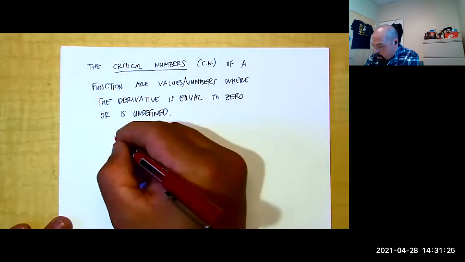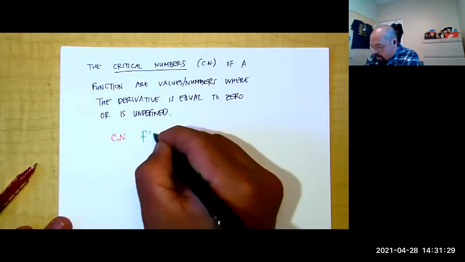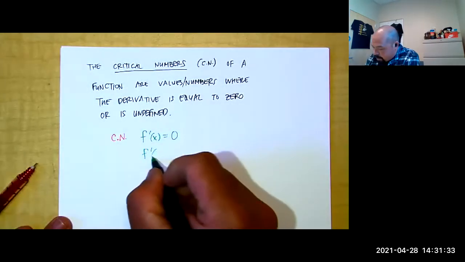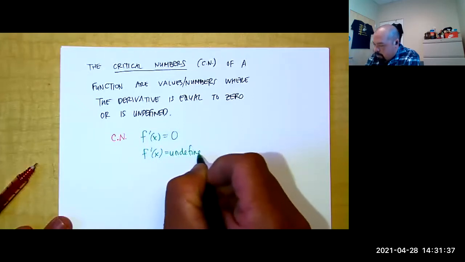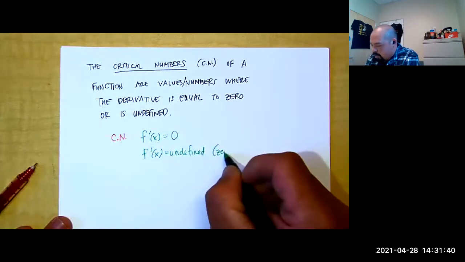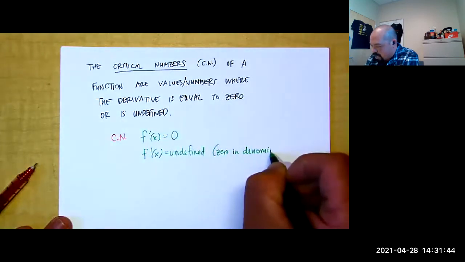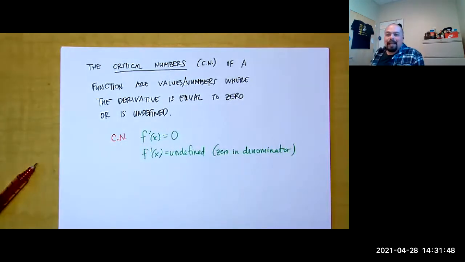All right. So for our critical numbers, we're thinking that f prime of x is equal to zero or f prime of x is undefined. And undefined most often for us means basically we get a zero in the denominator. Where's our function not defined? What can we not compute? Well, we get an error if I try to type it into my calculator.